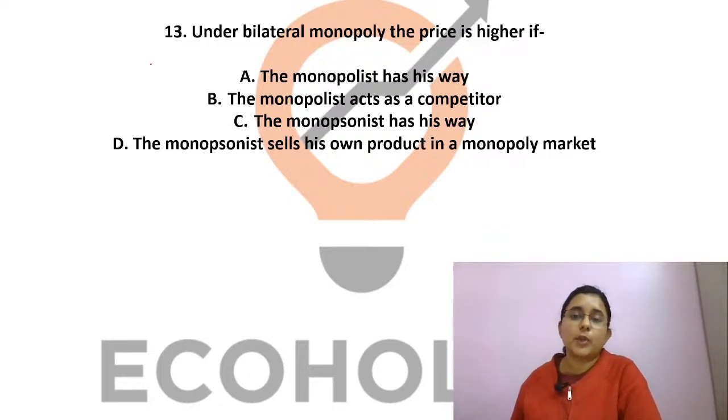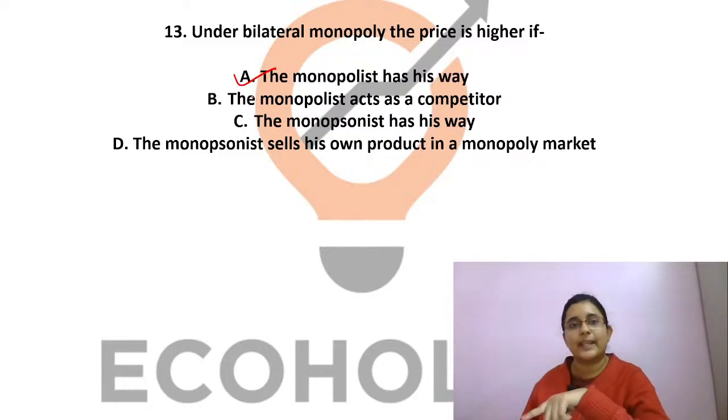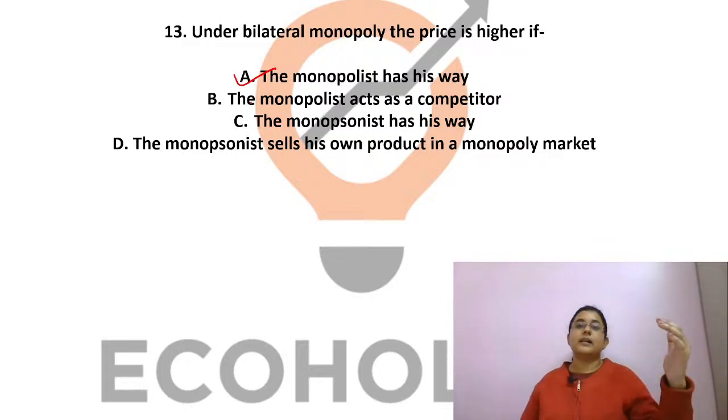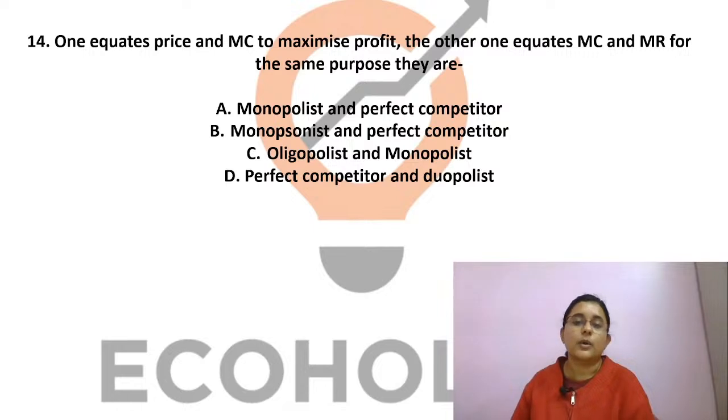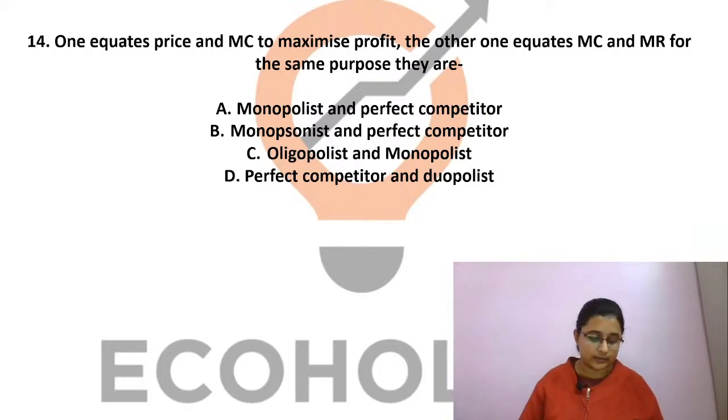So under bilateral monopoly, the price will be higher if the monopolist has his way, because the monopolist is a seller, and if he is able to sell at a higher price, that means he is having his own way, right? The monopolist is a seller, the monopsonist is a buyer, and if he is selling at a higher price, that means the monopolist is having his own way. Monopsonist and perfect competitor, oligopolist and monopolist, perfect competitor and duopolist. Tell me, what will be the right answer?